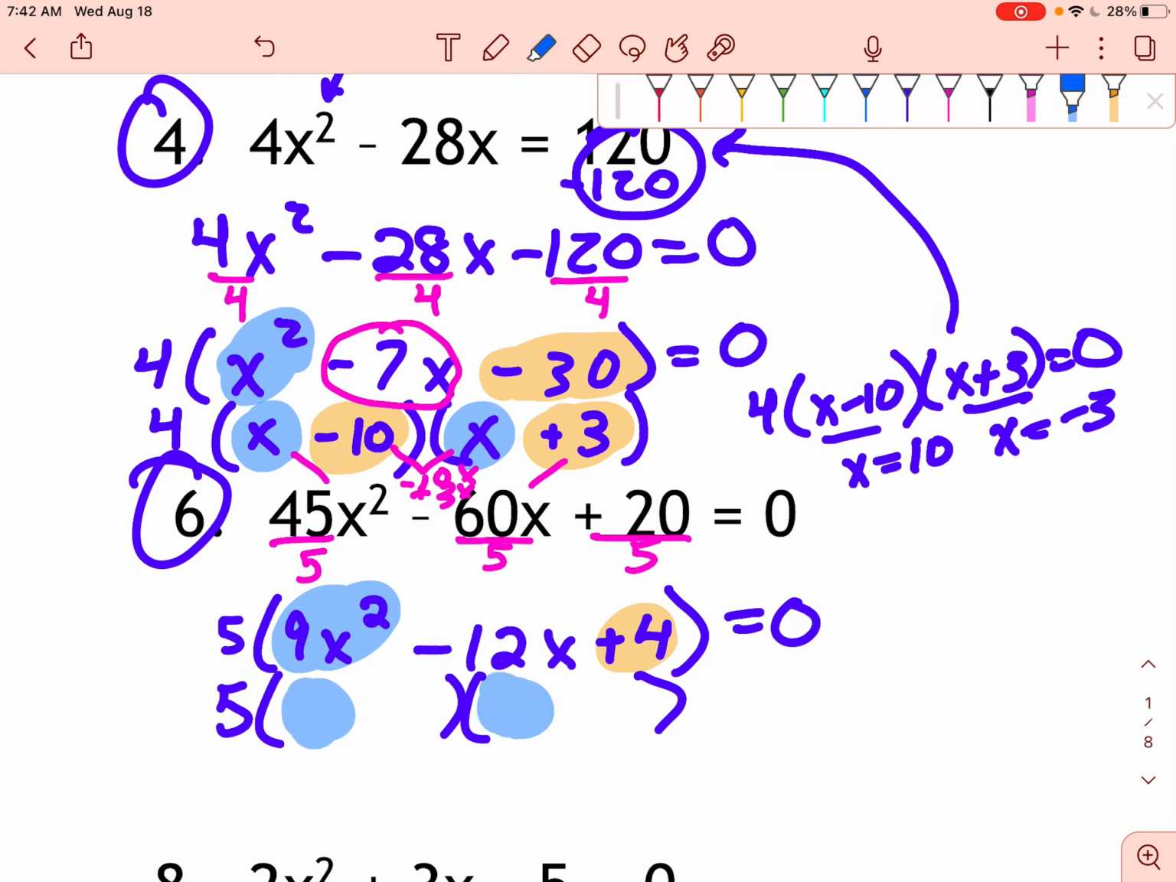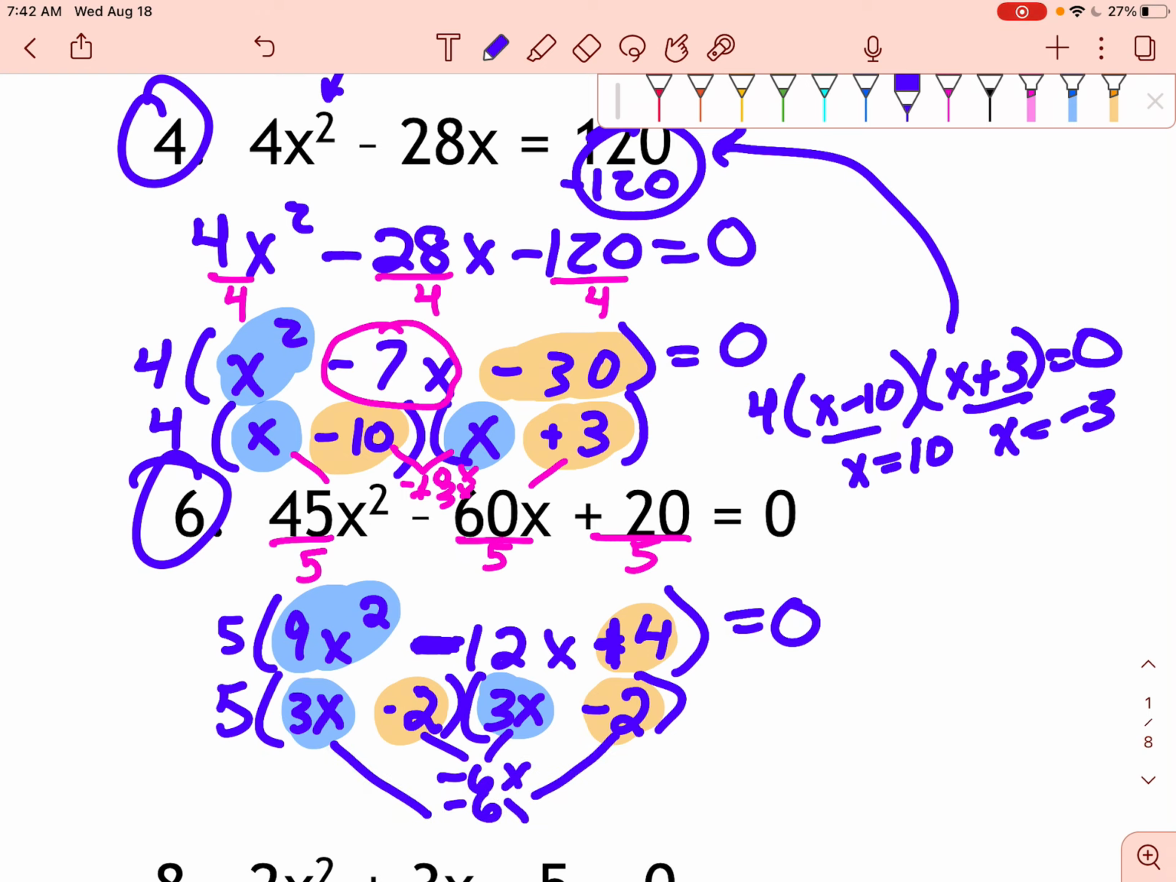Next, what multiplies to make a positive 4, but the difference is I need a negative inside here, so I know that negative 2 times negative 2 also gives me a positive 4, and when I check my answer, negative 6x, and this is the step I want you guys to practice in your head, negative 6x, and that makes a negative 12x, which checks out.